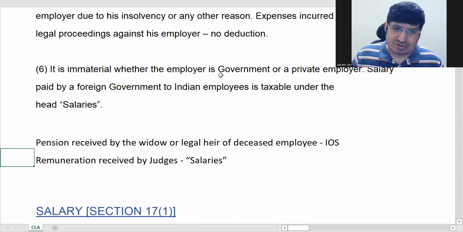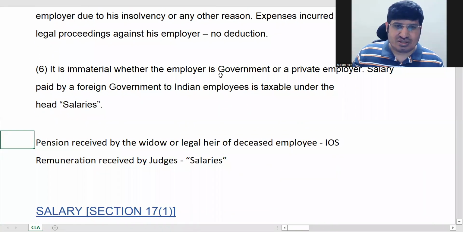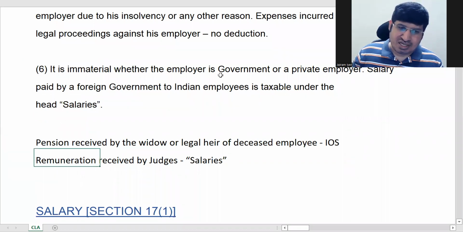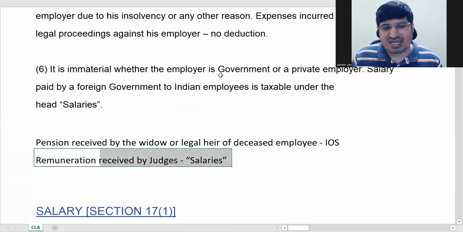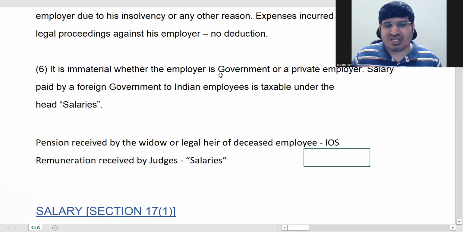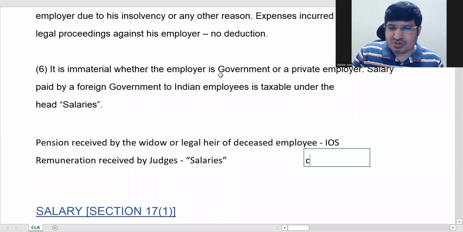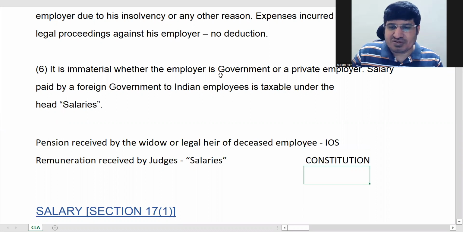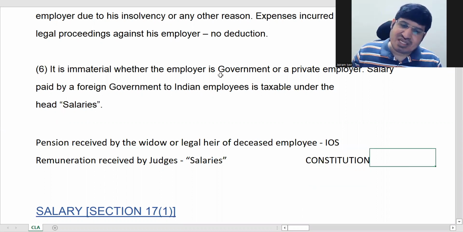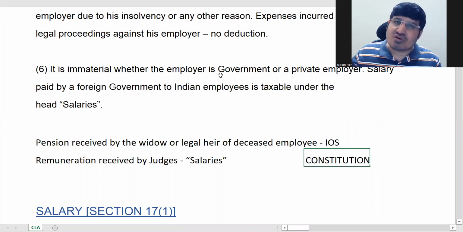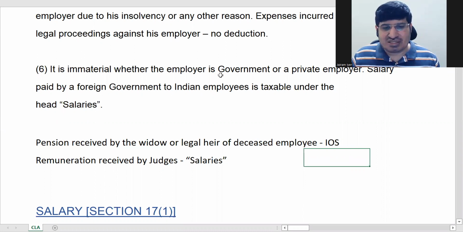Right, so this point is over. Remuneration received by judges is always said to be salaries. Okay, they are employees as per our constitution. Although their salary is paid by the central government, their allegiance is to the constitution. They're employees of the constitution. So that's why it is salaries.